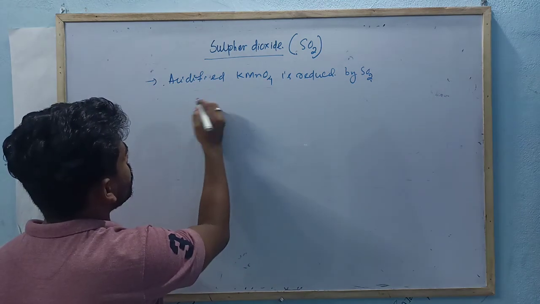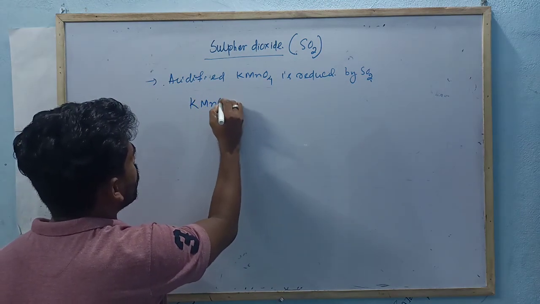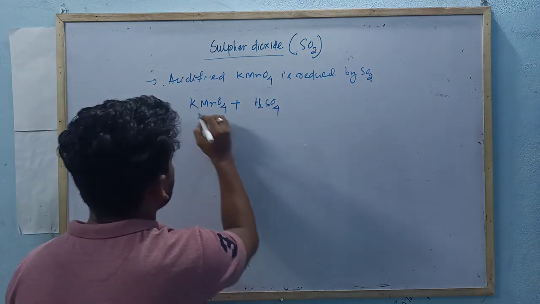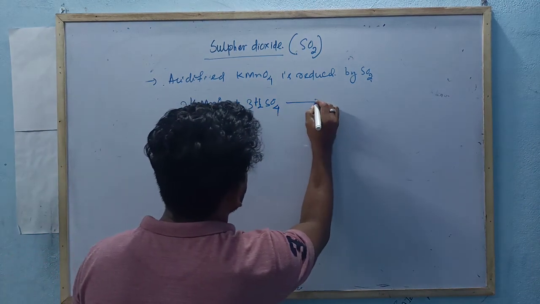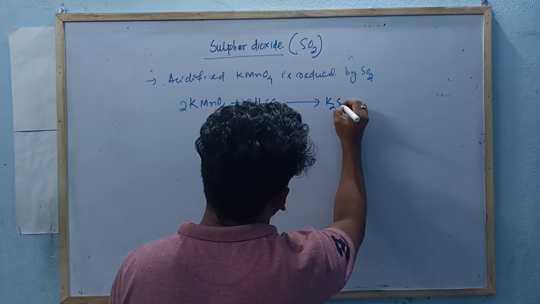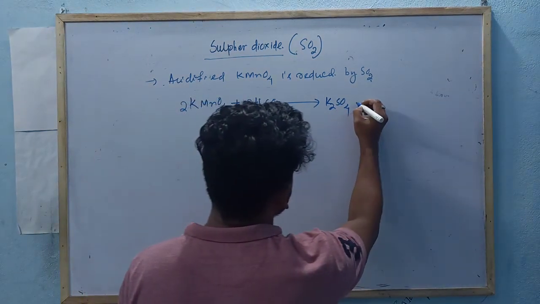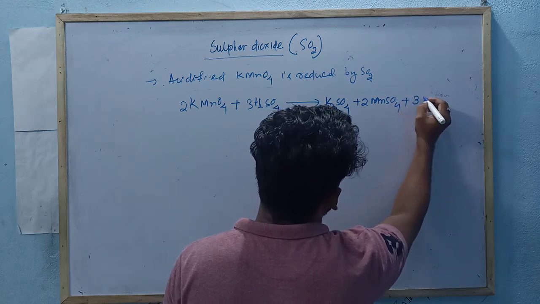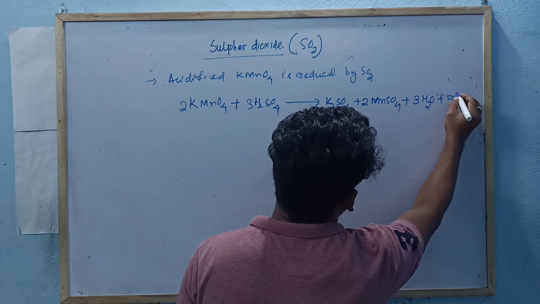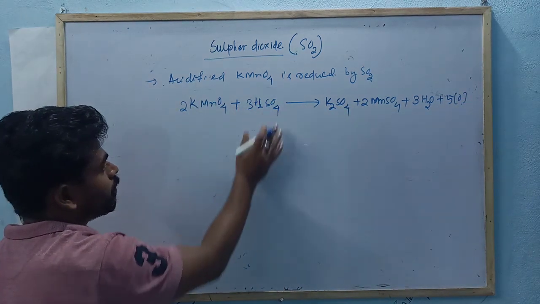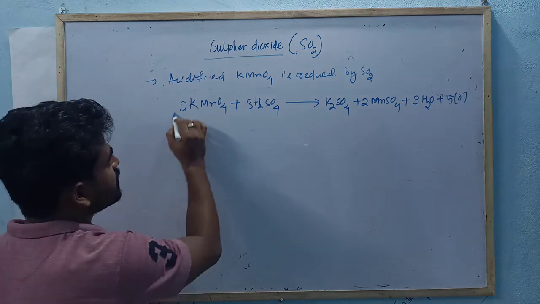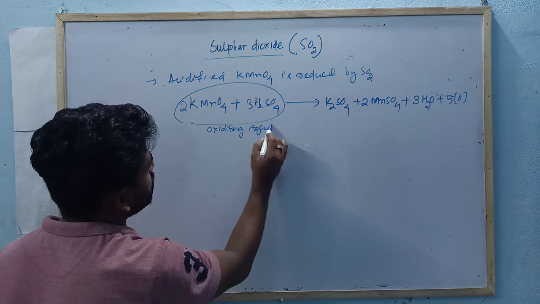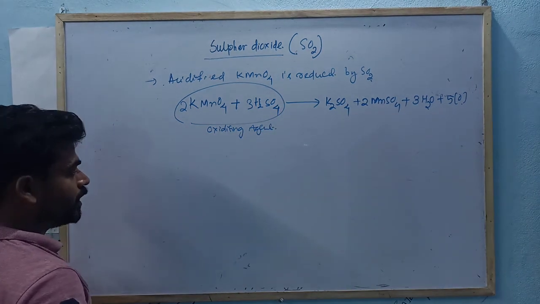That will be your KMnO4 plus H2SO4. Okay, it gives you, that is K2SO4 plus 2MnSO4 plus 3H2O plus 5 nascent oxygen. That's why acidified potassium permanganate acts as an oxidizing agent. This species acts as an oxidizing agent.